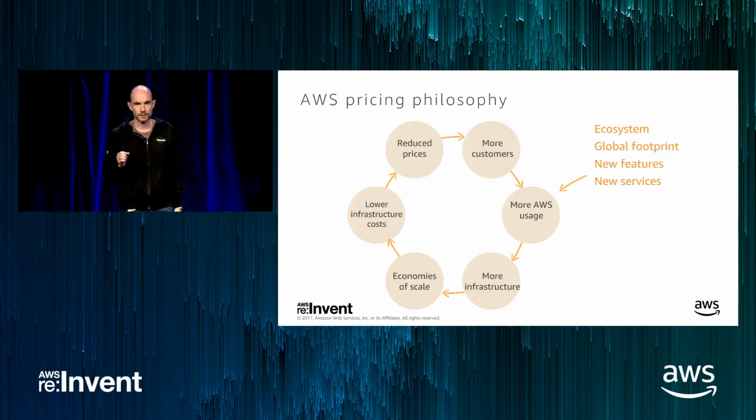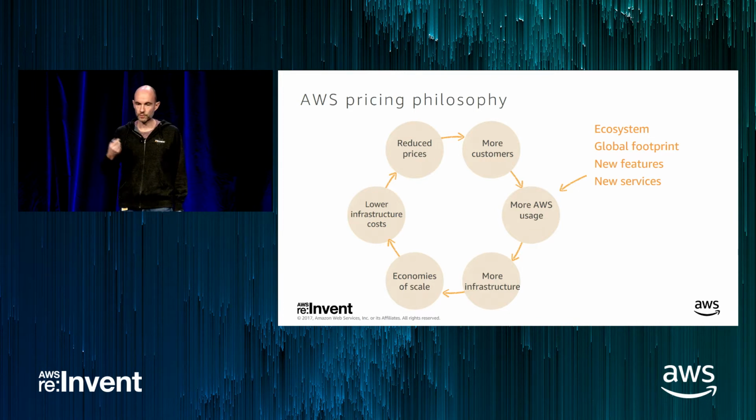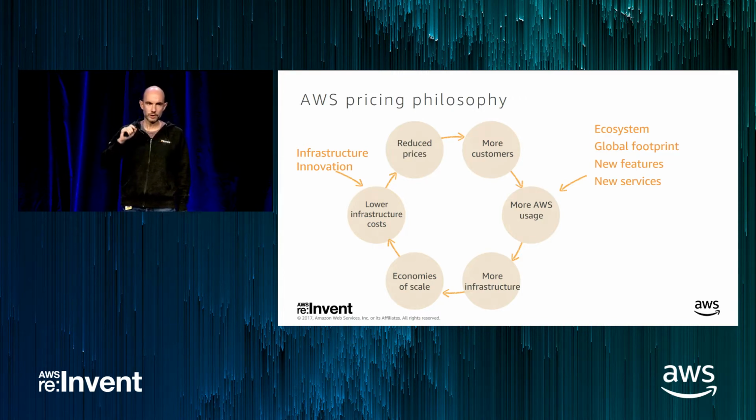There are 2 kickers here that accelerate this wheel. First of them is the more AWS usage we see, the bigger the ecosystem gets. More partners, bigger global footprint, new features, new services. And the second thing is, as we lower our infrastructure cost, we can actually do things in our infrastructure that other companies can't do because they don't have the critical mass.